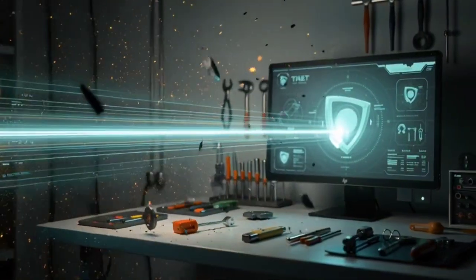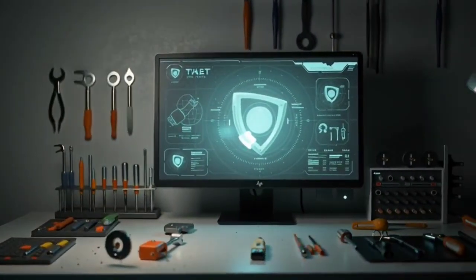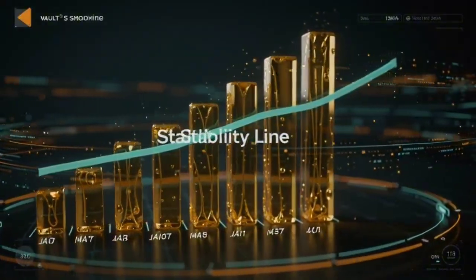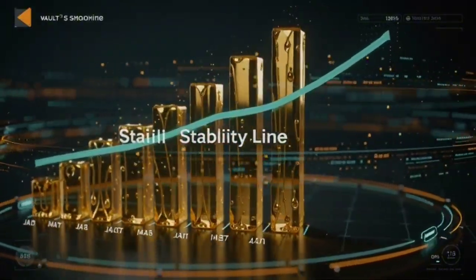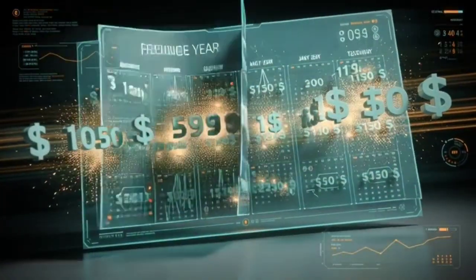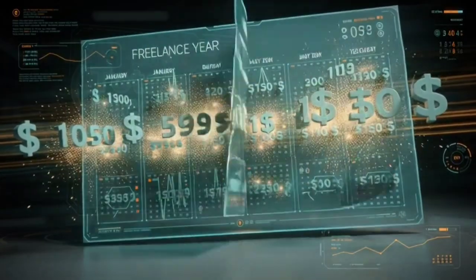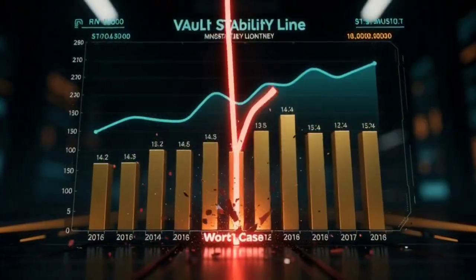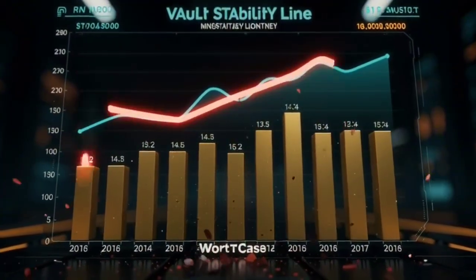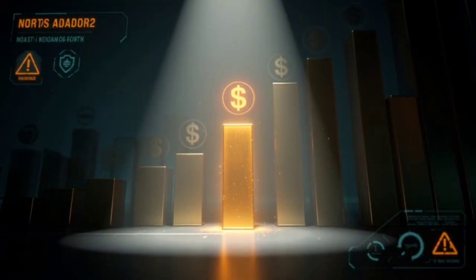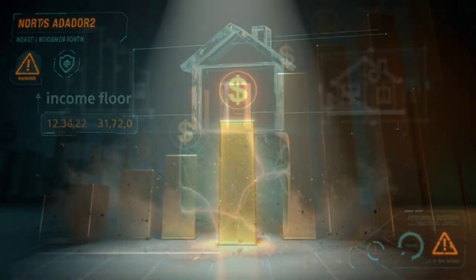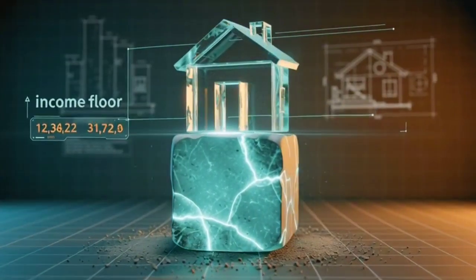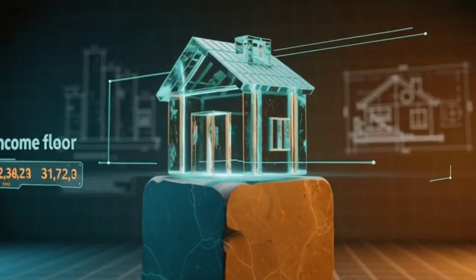Step 1. Before you can build a budget, you need to know your real numbers. First, calculate your average monthly income. Look back at your income over the past 6 to 12 months. Add it all up and divide by the number of months. But here's the most important number, your income floor. What's the lowest amount you've earned in a month over the past year? That's the number you should use to plan your essential expenses.